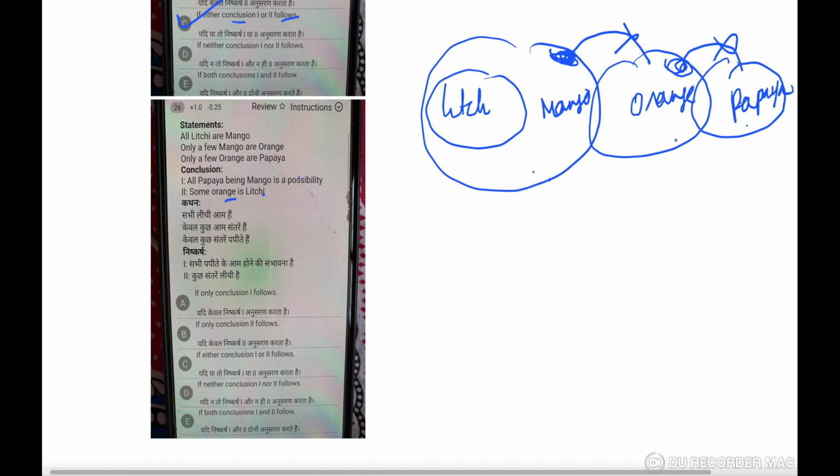Conclusion 2: some orange is lychee. No, there is no direct connection, so we cannot say. So 1 is true, only conclusion 1. Why? Because here we are talking about possibility.